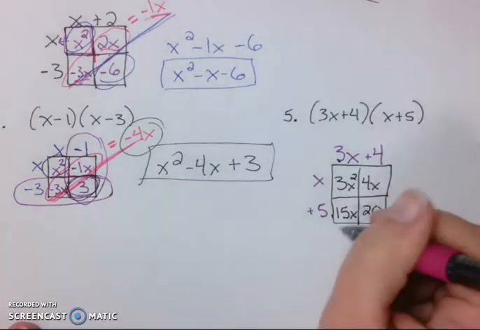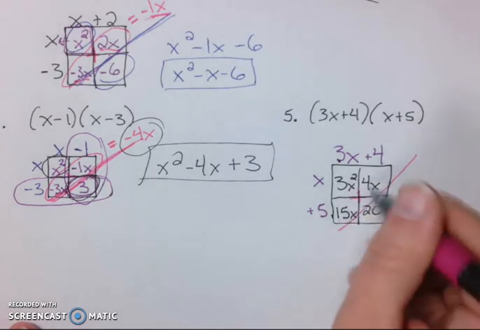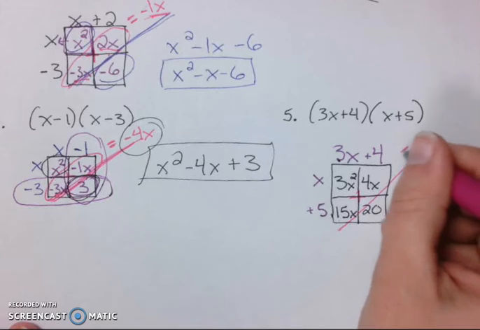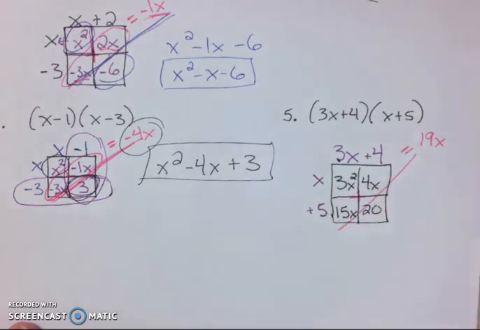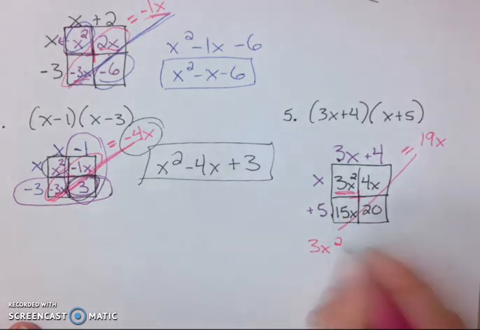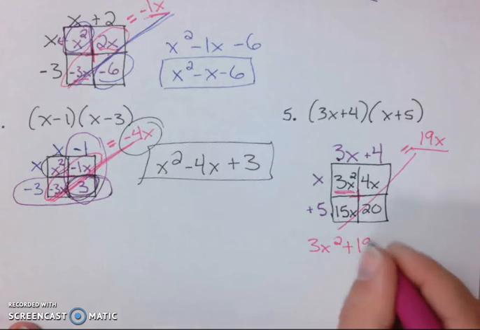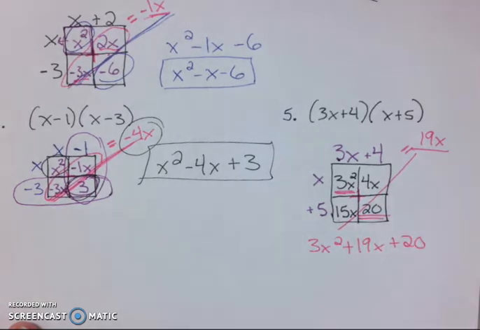Notice our like terms are diagonal, so let's add those together. 15 plus 4, I always put an equal sign here. 15 plus 4 is 19, so we get 19x. So our answer is 3x squared plus 19x plus 20. There we go.